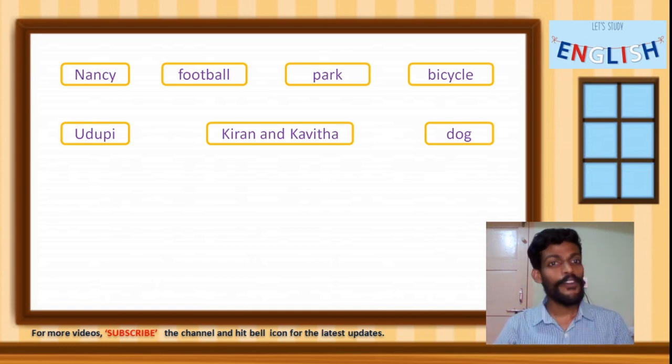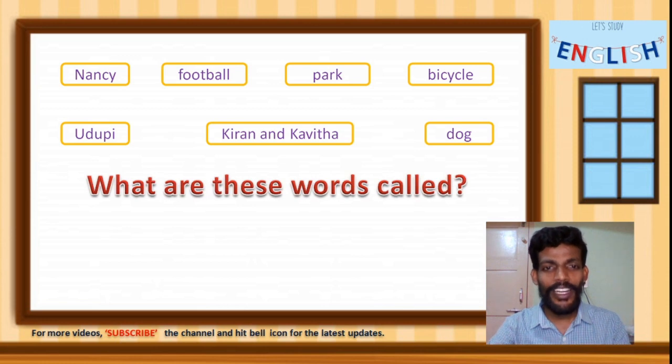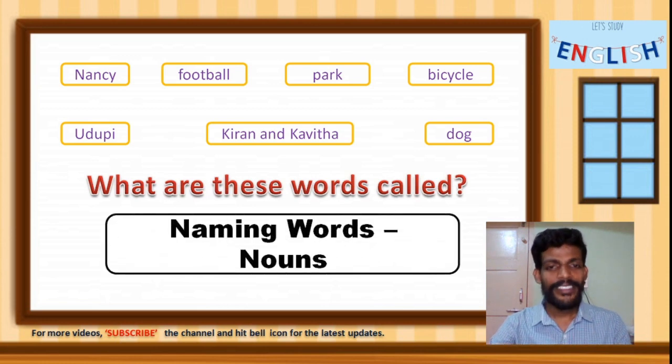Football, it tells a name of an object. So what are these words called? These words are called naming words, or they are called nouns. Hope now you understood. Alright. What are these words called? These words are called nouns.